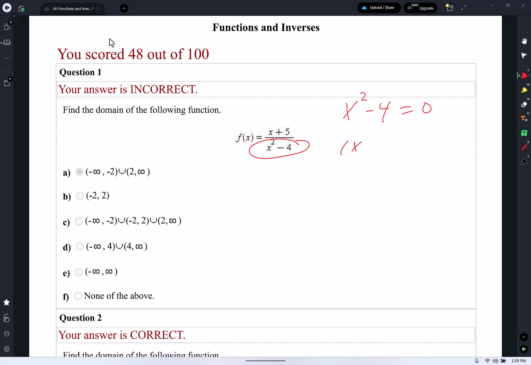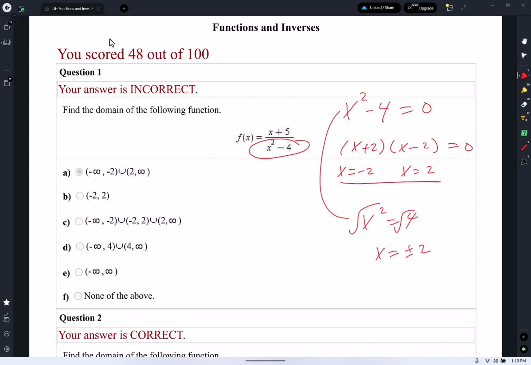You can do difference of squares: x plus 2, x minus 2 equals 0. What makes that true? Well, if x is negative 2, negative 2 plus 2 is 0, and if x is 2. So these are numbers that you cannot be. Or you could have moved the 4 to the other side: x squared equals 4, square root, x equals plus or minus 2. It doesn't matter how you do it. Both of those are correct. These are values that you cannot be.